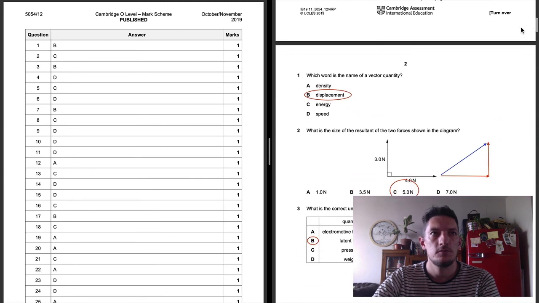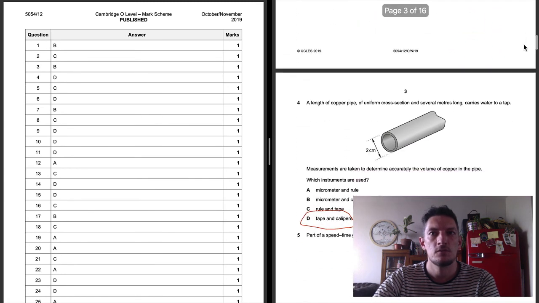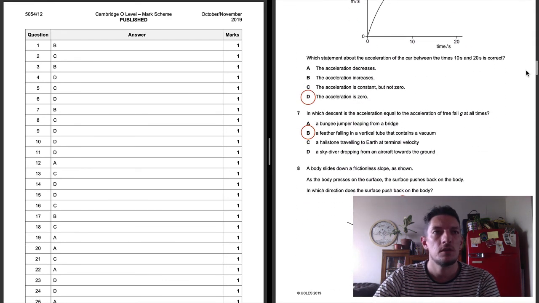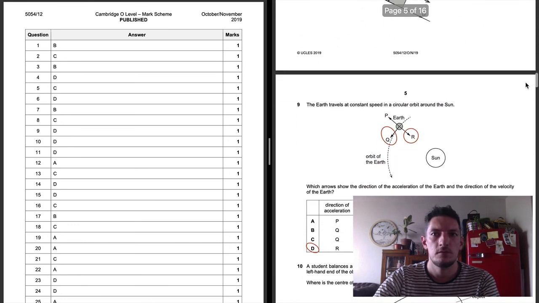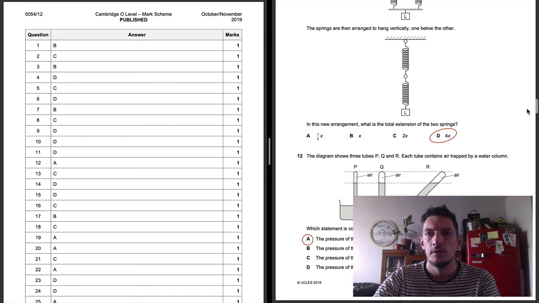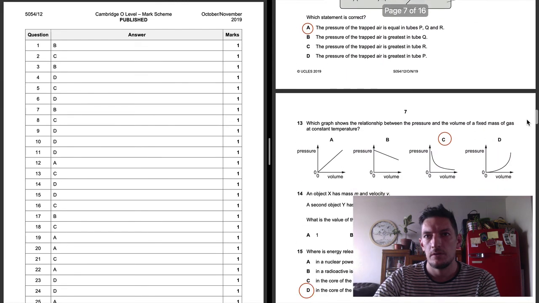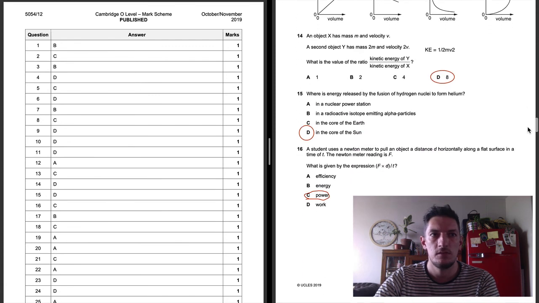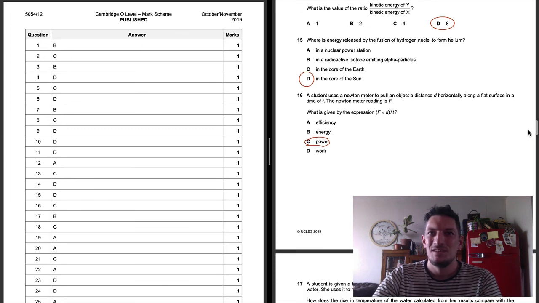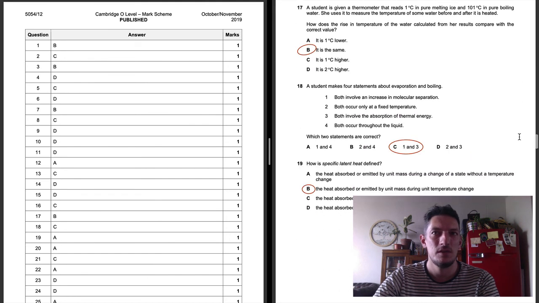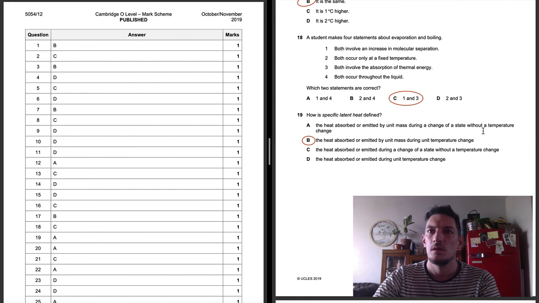1B correct, 2C correct, 3B correct, 4D correct, 5C correct, 6D correct, 7B correct, 8C correct, 9D correct, 10D correct, 11D correct, 12A correct, 13C correct, 14D correct, 15B correct, 16C correct, 17B correct, 18C correct, 19 is A.